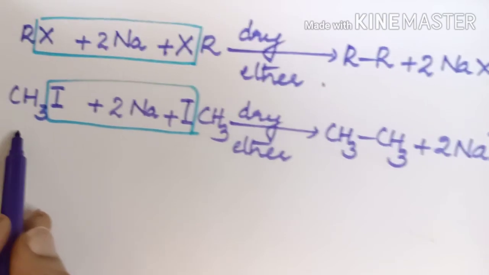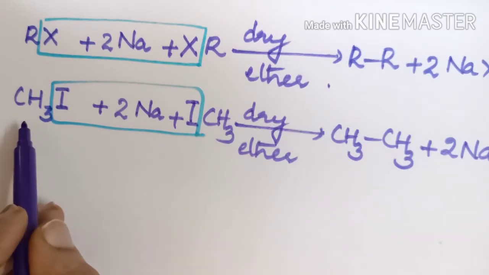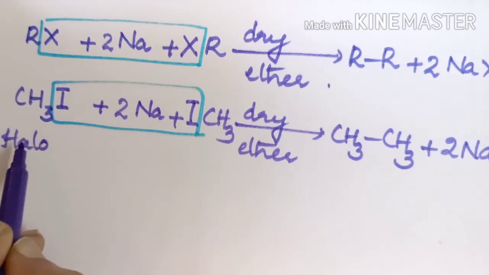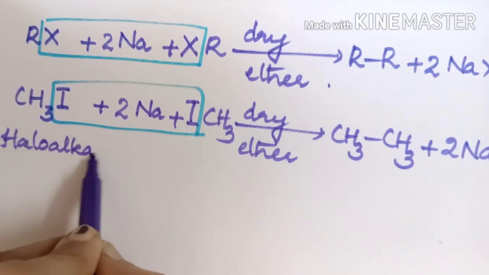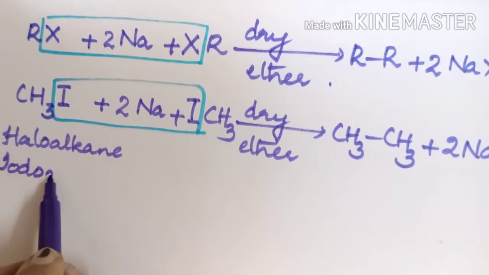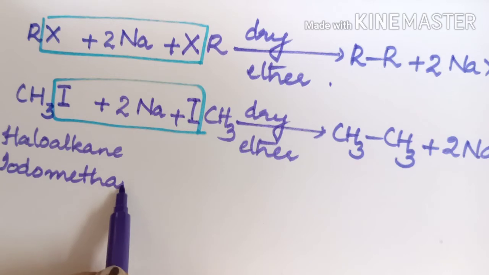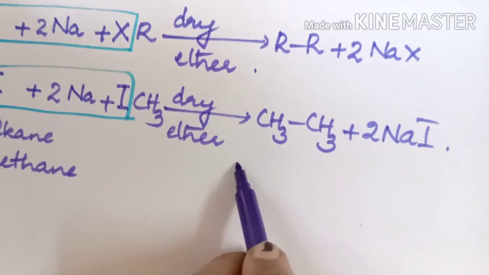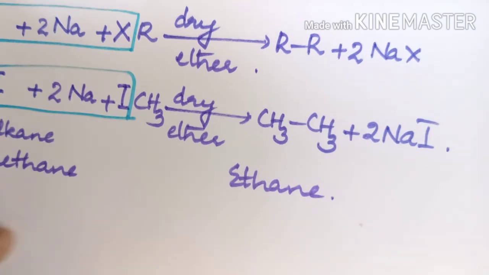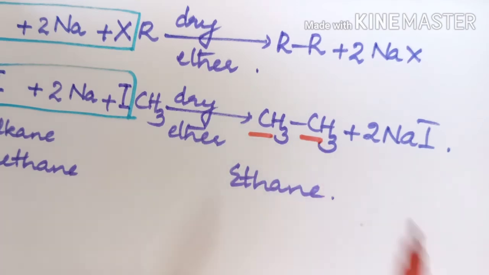So we started with one carbon atom. So this is a haloalkane, specifically known as iodomethane. And what do we get? We get ethane as the product. So we started with one carbon atom and we are getting two carbon atoms. So this is a sort of stepping up reaction.